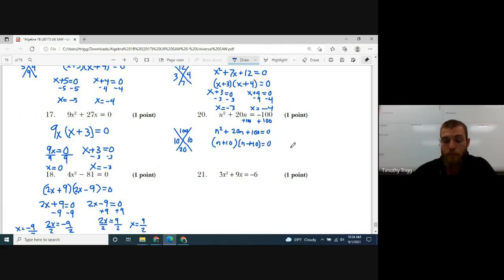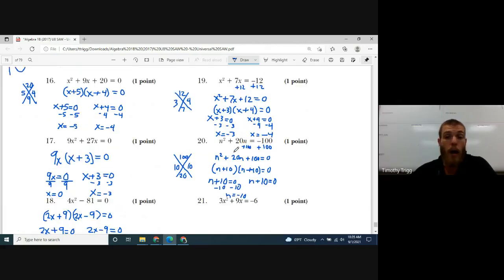equals 0. You could set each one equal to 0, but hopefully you can see that both of these will give you the same answer, won't they? Right? They're both the same equation. So I'm just going to solve for one on one of them. So that'll give me n equals negative 10. Here, this one gives you the same one. So in this one's case, it only gives one x-intercept.